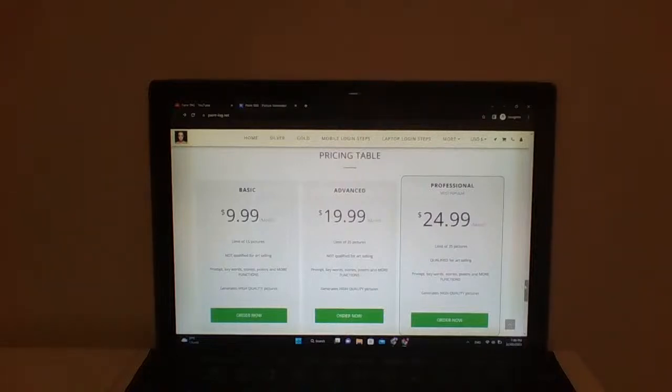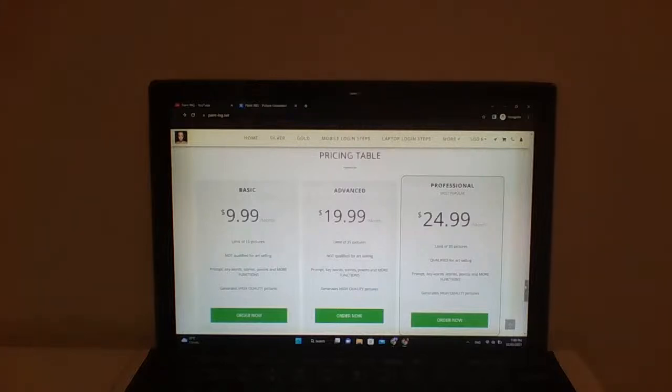Now, you can take a look at our pricing table. We offer three pricing plans, the basic, advanced, and professional plan. The basic plan is only $9.99. We offer a limit of 15 pictures for the basic plan.